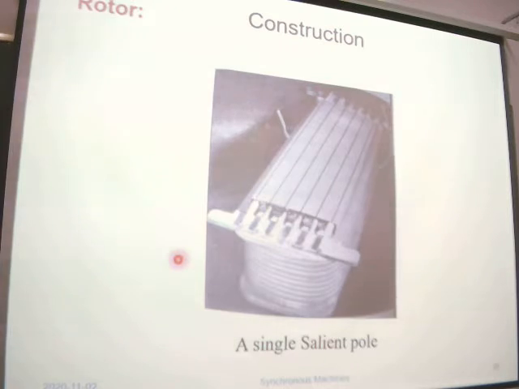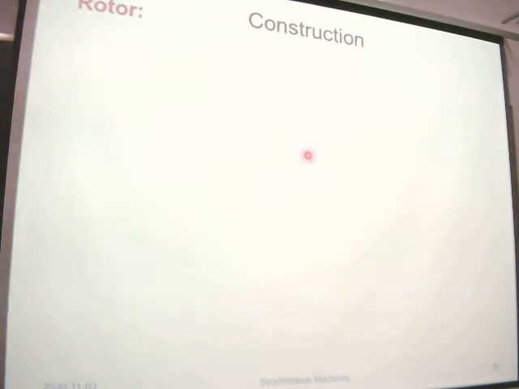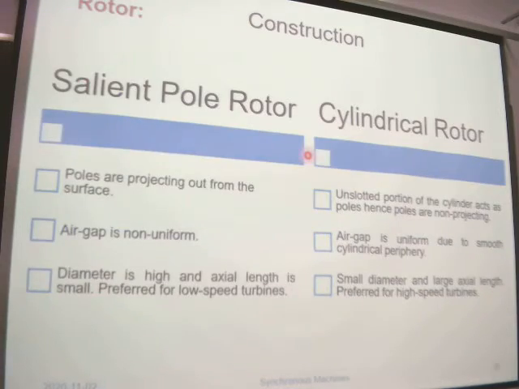And we see this picture is one pole of the rotor. It's just a pole. There are windings, and this is the head. It's also laminated. We just have a comparison of the two types of rotors.